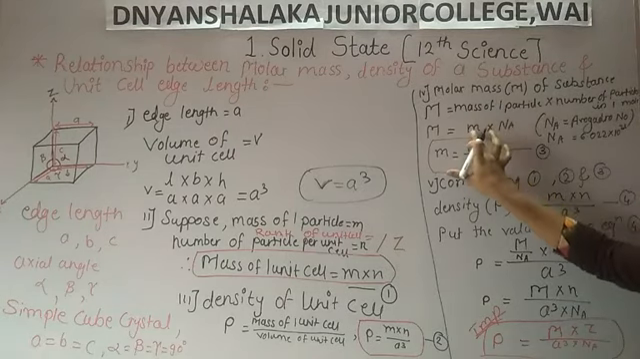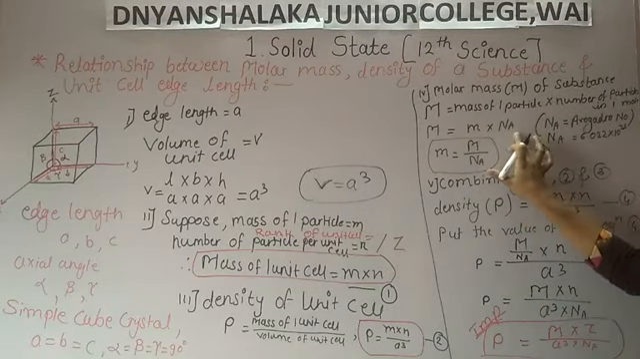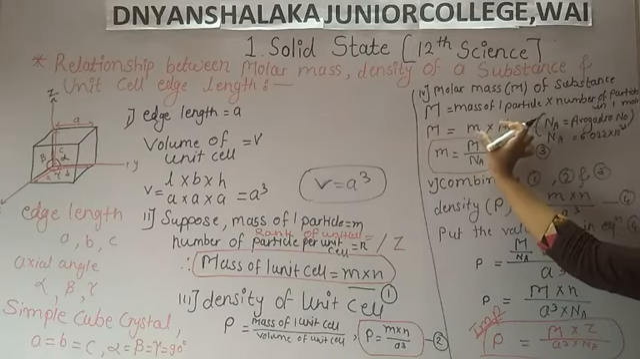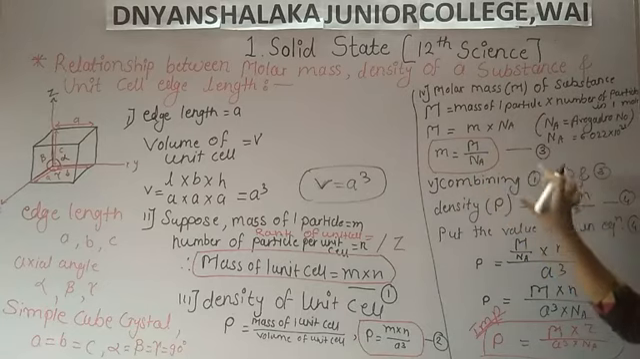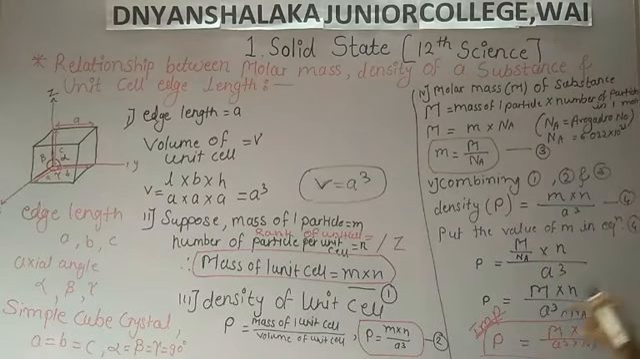So mass of one particle is symbol small m, and number of particles is n. So we calculate only the mass of one particle. Rearranging, we get m upon n. This is equation 1. Combining equations first, second and third, we get the final formula: rho is equal to M into Z, capital M into Z upon a cube into N. So using this formula we solve a different example.